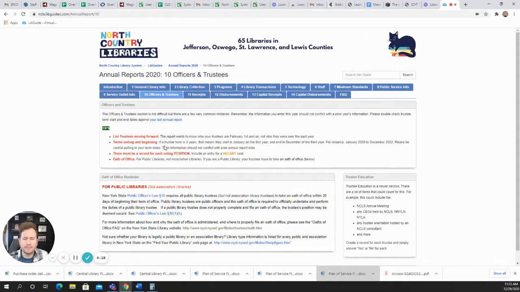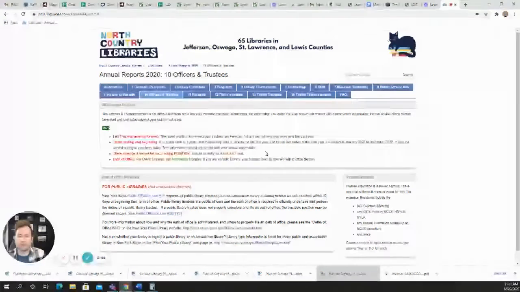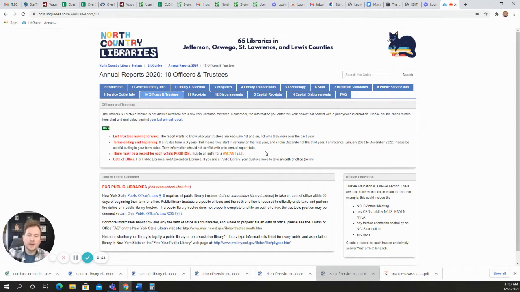Also terms ending and beginning. We find a lot of just counting issues. So if a trustee has a 3-year term, that means they start in January of the first year, but they don't end in January 3 years later. Number wise, they would end in December of the third year. So, for instance, January 2020 to December 2022. So, just be careful about putting your term dates.